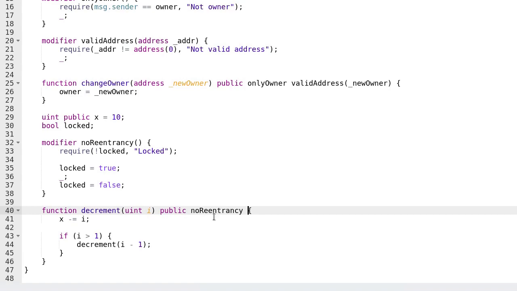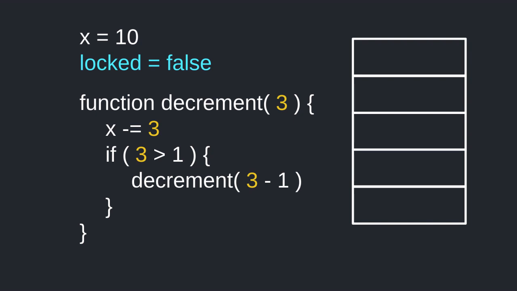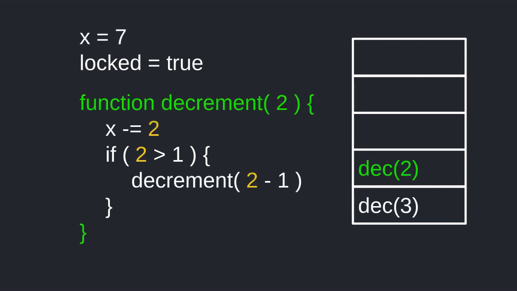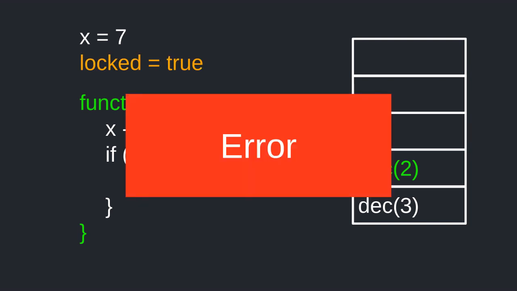Let's go over how this modifier would prevent a recursive call. First, the state variable locked is set to false. When the function decrement is called, it first sets the lock to true, and it starts executing its code. And it calls itself again with 3 minus 1. But now, since locked is equal to true, the require statement fails and the transaction fails.